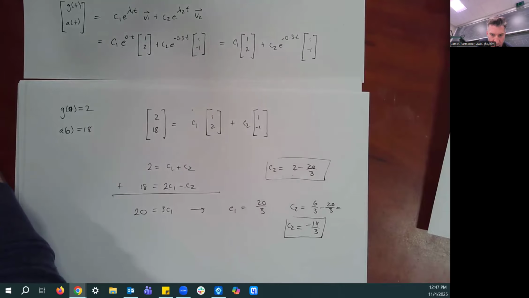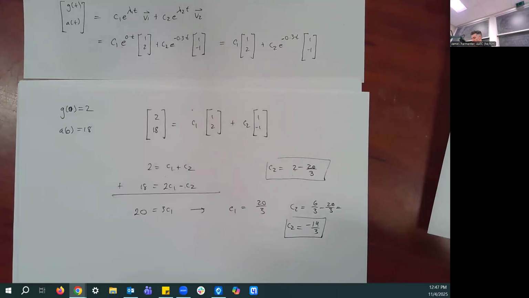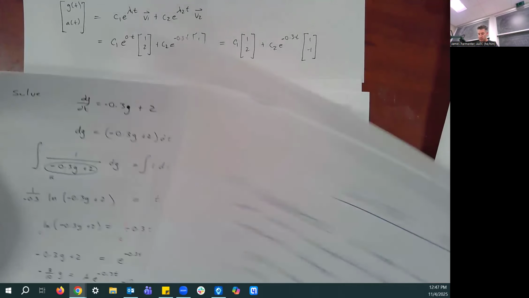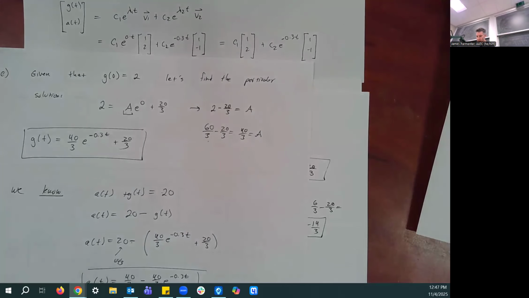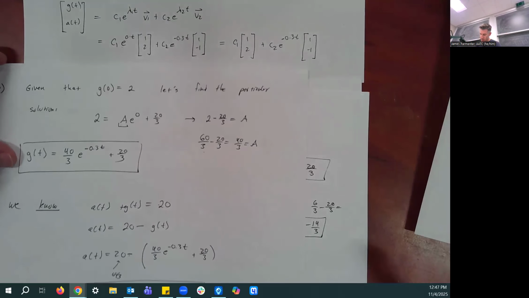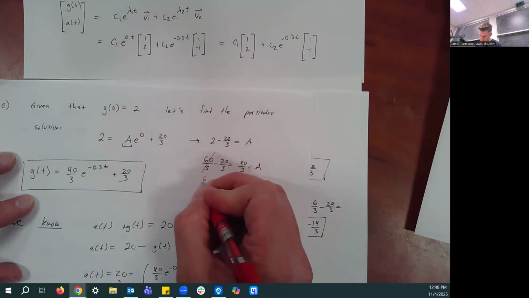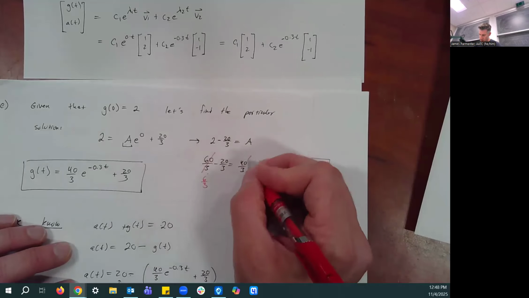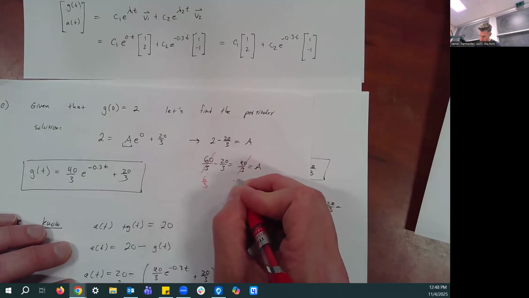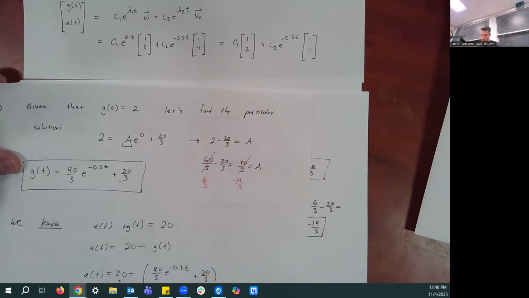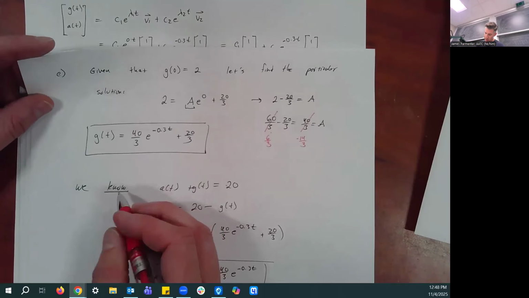I see what happened there. Okay, there was a mistake back here. So now let's go back here and correct that. I apologize. Sometimes mistakes happen. I got a little carried away here and somehow thought this was 60 thirds. That should have been 6 thirds. A should have been 6 minus 20, which is negative 14 thirds. So that should change a few things over here.